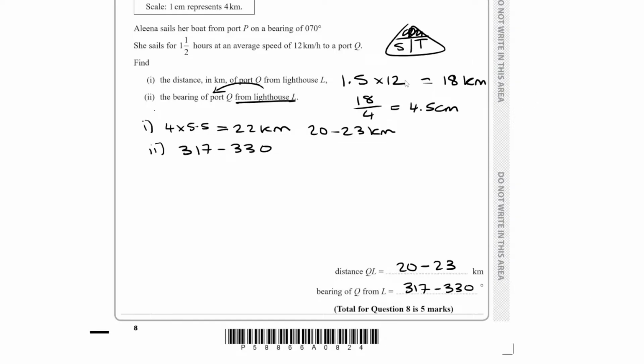So a bit of speed, distance, time, and then a bit of bearings, measuring, scale, all of that in one question. That's, I guess, why it's 5 marks.